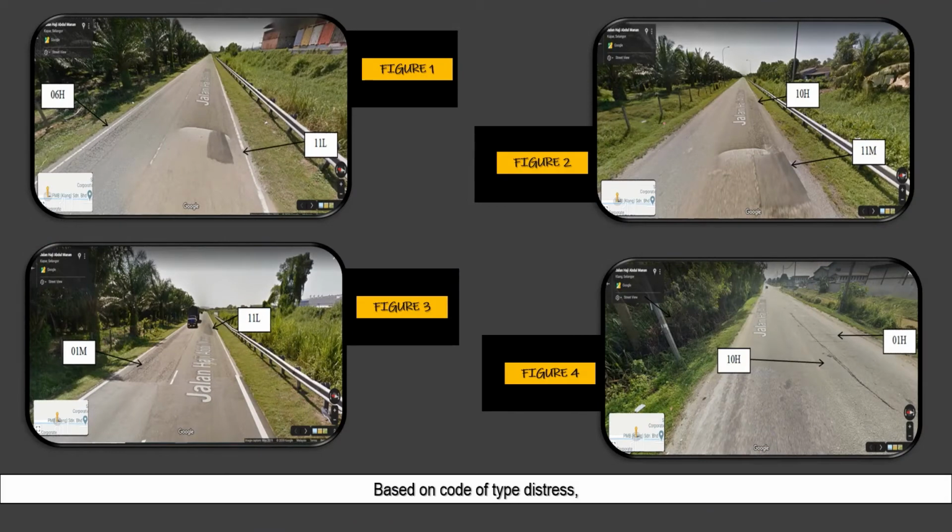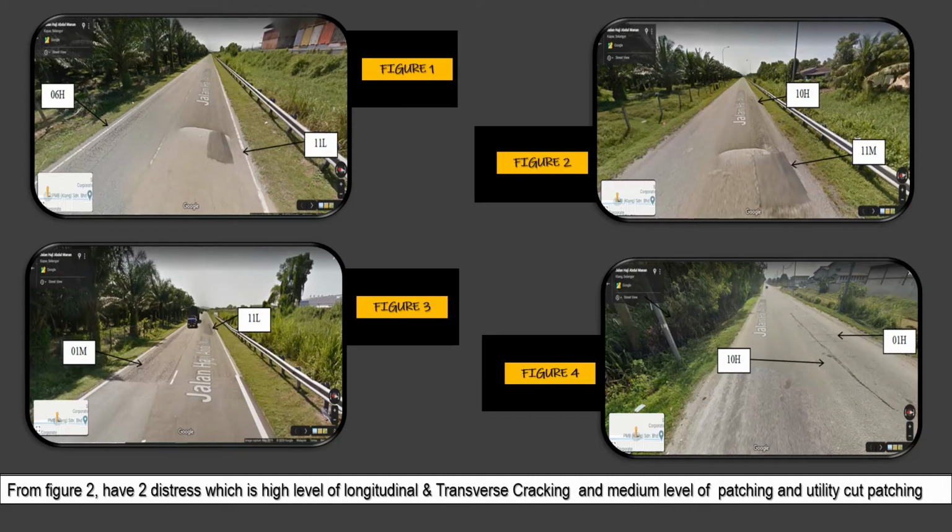Based on the code of type of distress, Figure 1 has 2 distresses, which are high level of depression and low level of patching and utility cut patching. Figure 2 has 2 distresses, which are high level of longitudinal and transverse cracking and medium level of patching and utility cut patching.